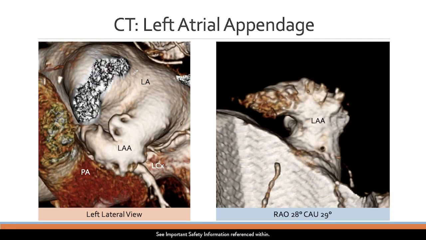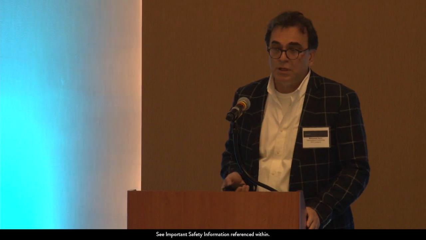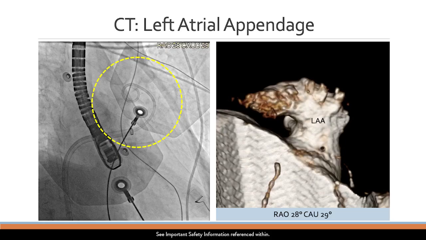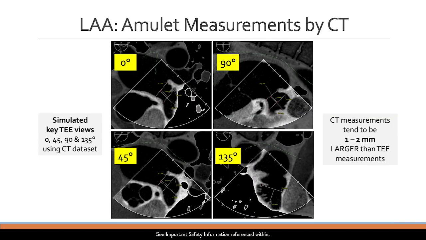And then from this lateral view, you can orient the image in the RAO caudal view, which is the implanting view, in which the device is implanted. Even pre-procedurally, we know exactly how the fluoroscopy is going to look. And indeed, this is a chicken wing, nicely seen. And this is a third element of how you do it by CT: all of these angles, standard views, everything 1 to 2 millimeters larger than TE measurements.